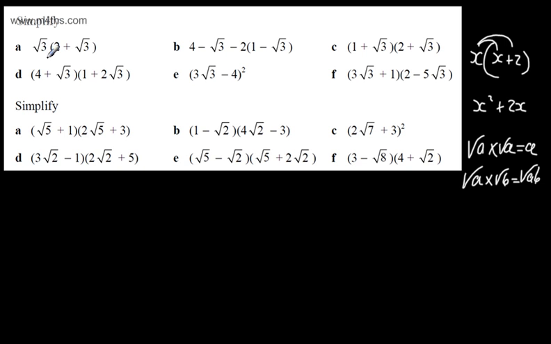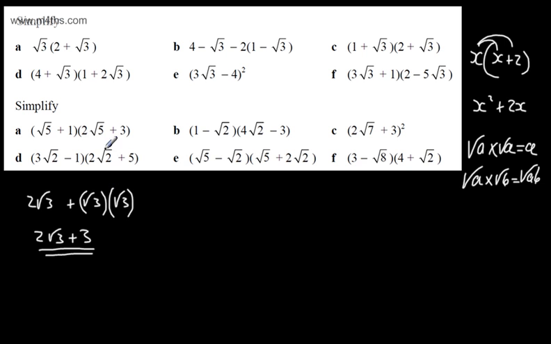Let's start with the first one. All I'm going to do is expand this. If I multiply these two, we're going to have root 3 times 2, or I would prefer to write that as 2 root 3. If we now multiply root 3 by root 3, we know that root 3 multiplied by root 3 is going to give us 3, so we would say that this is 2 root 3 plus 3, and that is simplified.